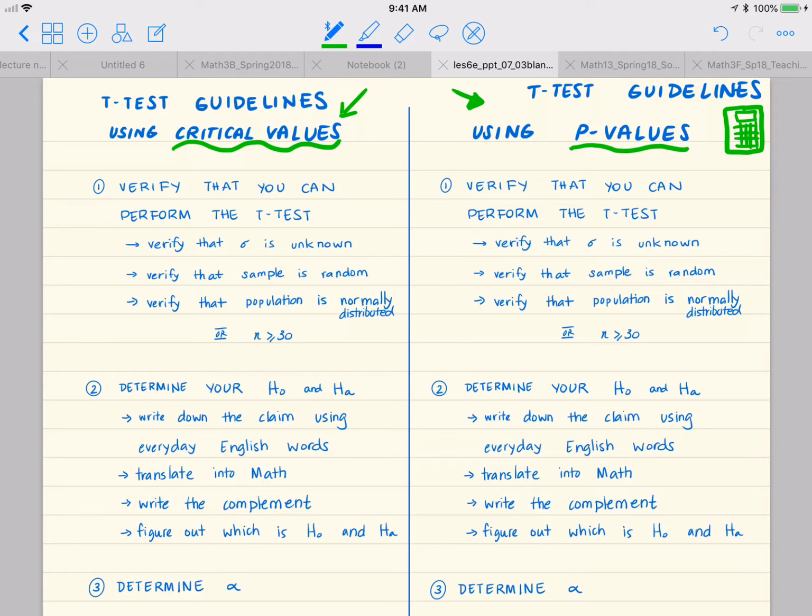hypothesis test. If you want to use the p-value method, you can do that. If you want to use the critical value method, you can do that. Whichever feels comfortable for you, whichever one you prefer. And the same thing goes for on the exam.